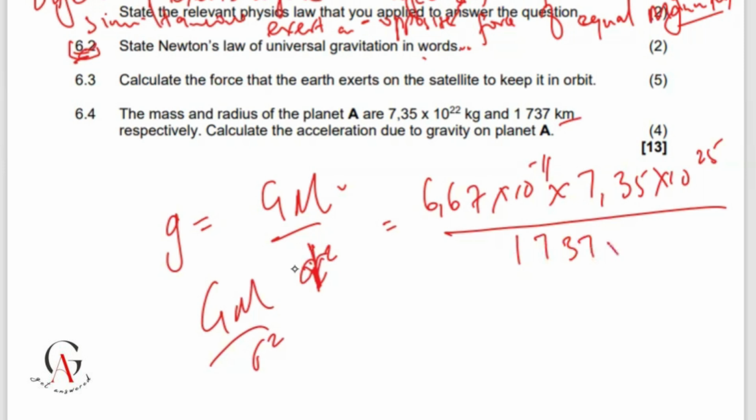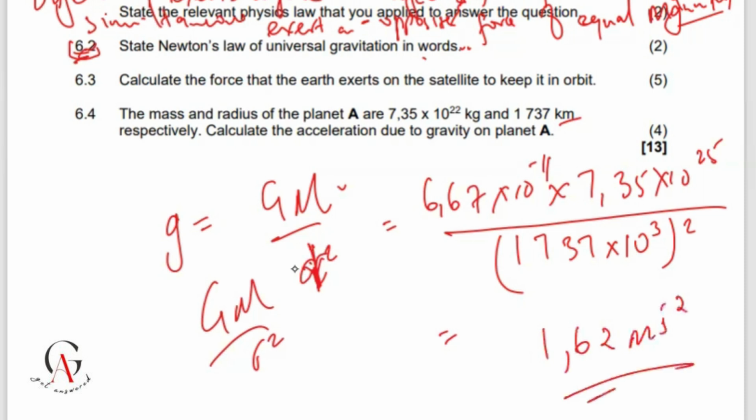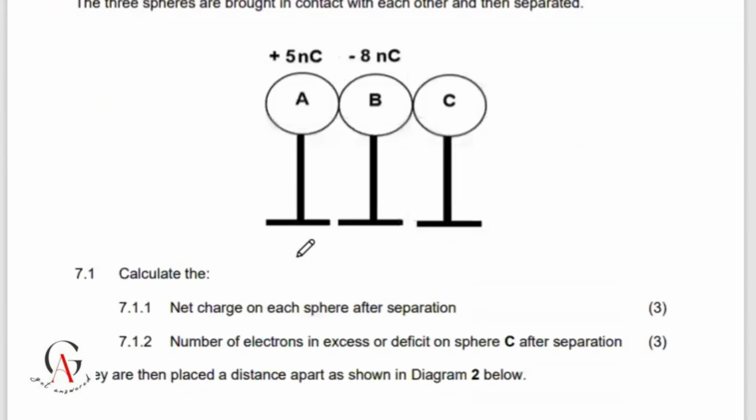1737 multiplied by 10 to the 3, and then we square that. So this is going to give us 1.62 meters per second squared. All right, so that is with 6.4. Question 7.